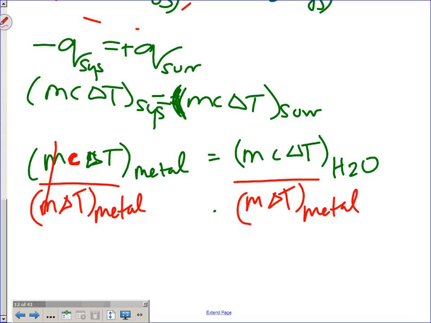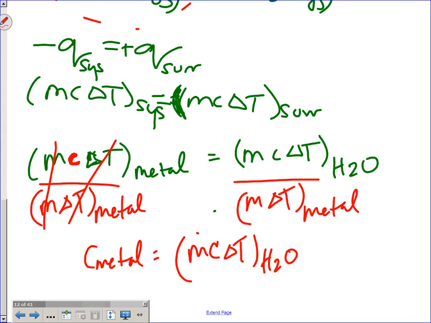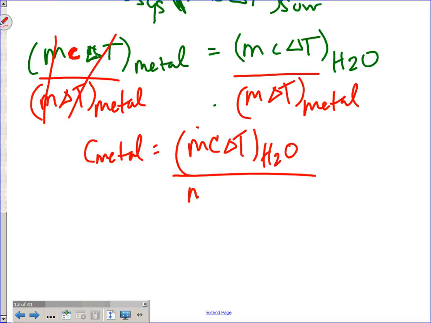So this M and this delta T will cancel, but it's not going to cancel over here because this is a different mass. This is regarding metal, this is regarding water, so they're two different values. So we get C by itself for the metal equals this big guy, all this together, MC delta T for the water, divided by M delta T for the metal.